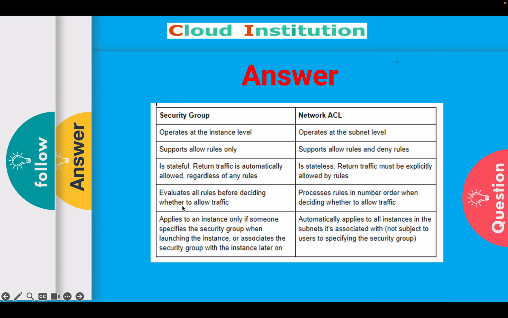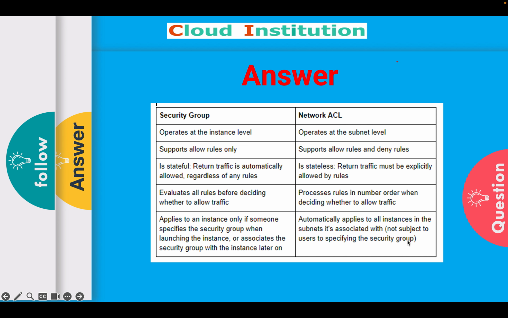So before deciding whether to allow or not, it evaluates all the rules. Process rules in the number order when deciding whether to allow the traffic. Hope you understand this particular point. So NACL goes through the numbers, and the security group doesn't go through numbers, it evaluates all the traffic. A security group applies to the instances only, if someone specifies it: when launching the instances, associate the security group with the instances. Later on, the NACL automatically applies to all instances in the subnet it's associated with, not subject to the user specifying it like the security group.